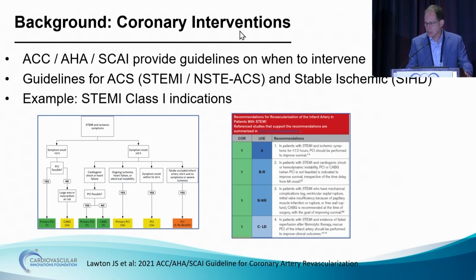So ACC, AHA, SCAI has these terrific guidelines on when to intervene, and you are all becoming familiar with them, or you are familiar with them. And so these are the class 1 indications. A good example is the guidelines for acute coronary syndrome for STEMI, class 1 indications. And as you can see, if you follow the algorithm on the screen, somebody comes in with a STEMI with symptoms, ST elevation, very straightforward. We all know what to do. And similarly, if they are in shock, we know what to do. The harder question becomes when not to intervene. So we're going to talk a little bit about that.